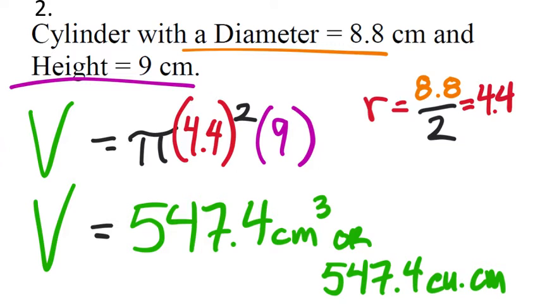Along those lines, though, if you did this by hand by chance, and I think that's a slim chance, you'd have to do the exponent first, right? 4.4 to the power of 2, then multiply by pi, then multiply by 9. But you'd get the same answer. You should get the same answer.